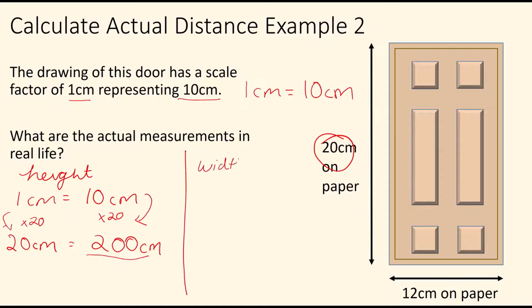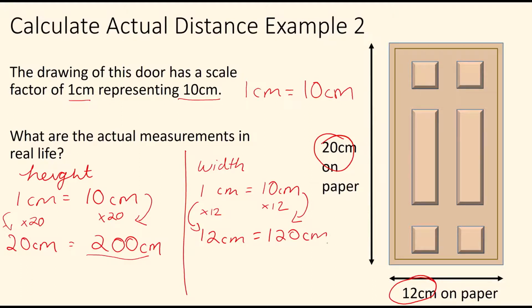Let's look at the width of the door. I'm going to rewrite out that scale factor. So on paper, the width is 12 centimetres. To get from 1 to 12, I would have had to have times by 12. So whatever I do on this left hand side, I'm going to repeat. So 10 times 12 is 120 centimetres. So that's the width of the door.